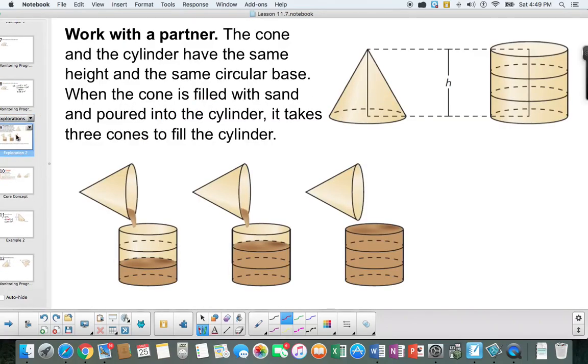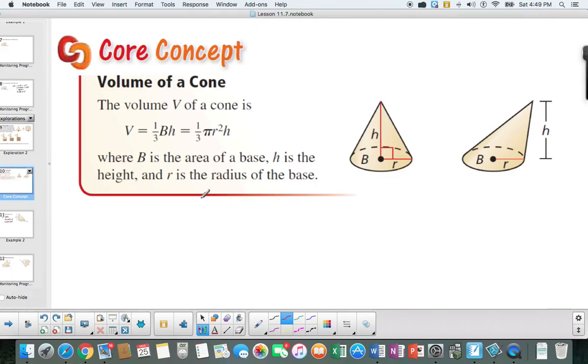Now let's explore volume. Now we did something similar to this with pyramids and prisms, and so now we're going to do something similar with cones and cylinders. And again, both of these have the same area of the base, and both of them have the same height. And you can see again, just like we had before, it's going to take 3 full cones to fill up the cylinder right here. And so the formula is going to be very much the same as the formula for a pyramid. 1/3 area of the base times the height. But the base is always the same, which is pi r squared.